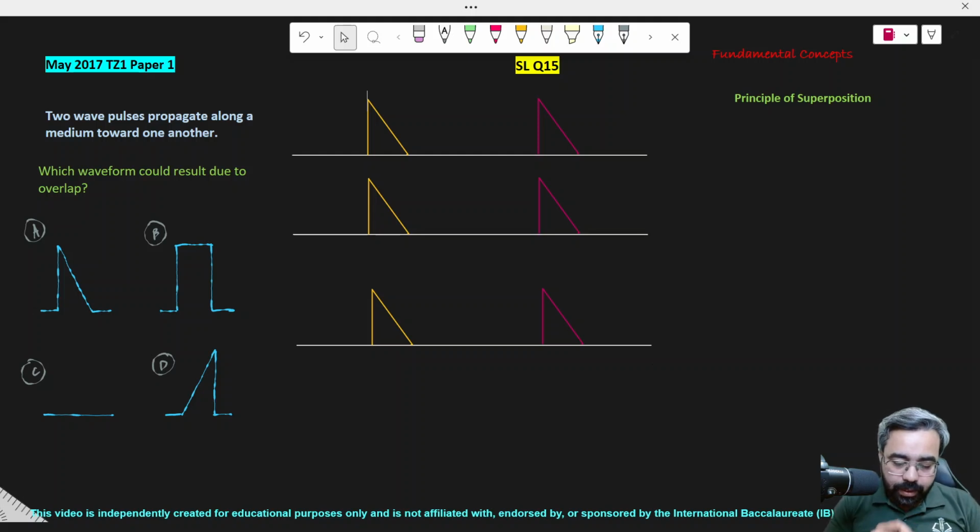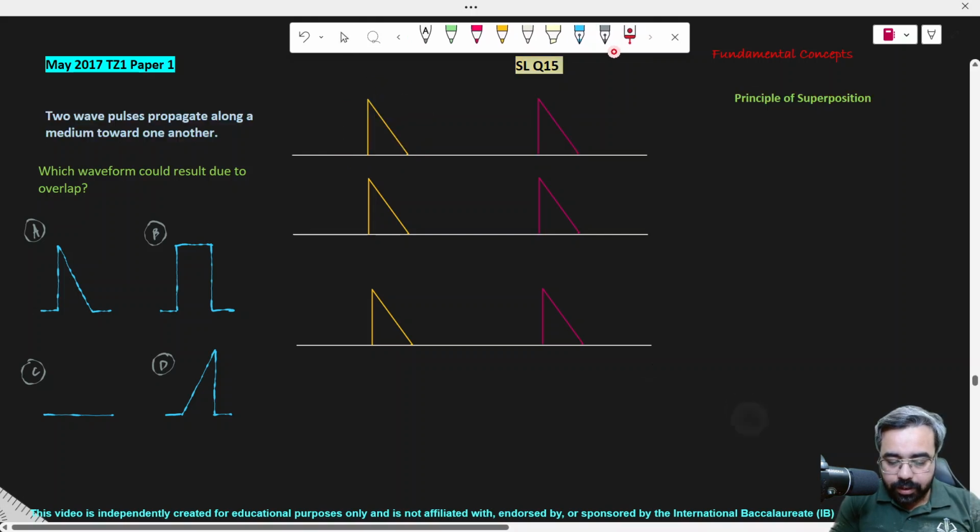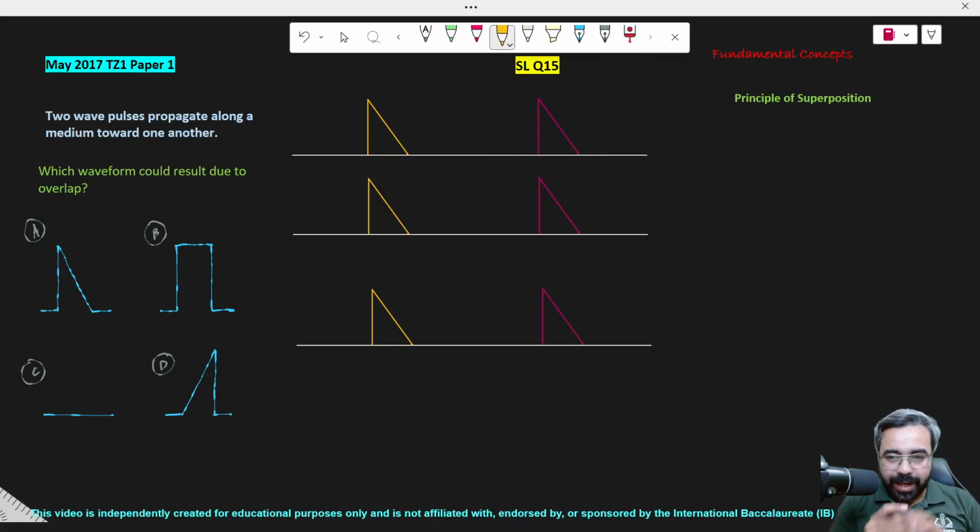So what we see in this question is two pulses, this pulse and this pulse, which are both identical in shape, traveling opposite to each other. So at some point they will start overlapping with each other. They will add up, and then what will be the shape of the resultant pulse? That's what we have to choose from the options.